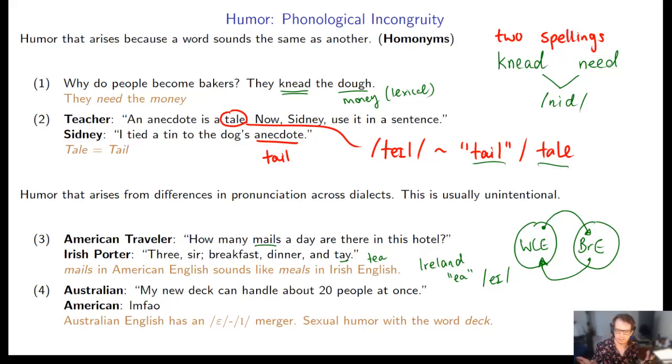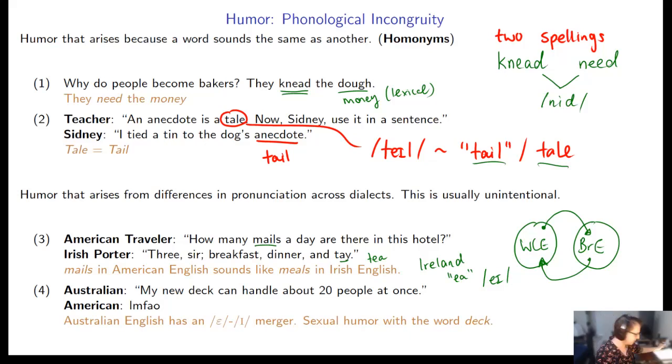So this is something that you would never get inside of the United States, like ever. This would not happen. This has to be one person in a different speech community where things are pronounced differently. Now, here's a really stupid Australian joke. An Australian says, "My new deck can handle about 20 people at once," and an American laughs.